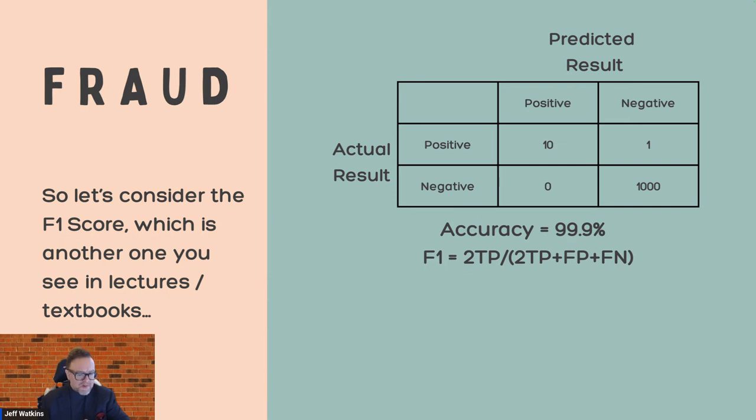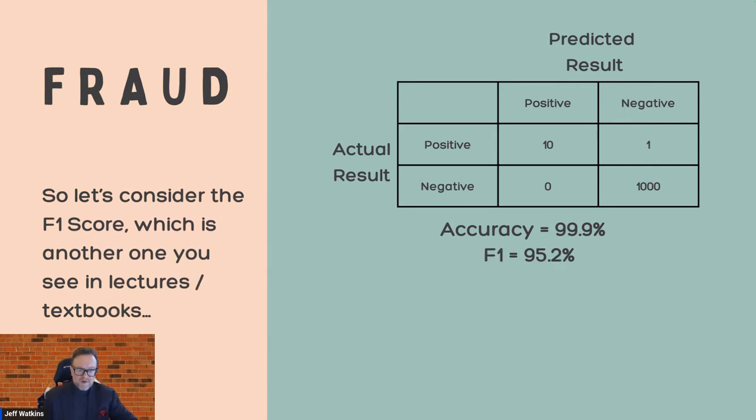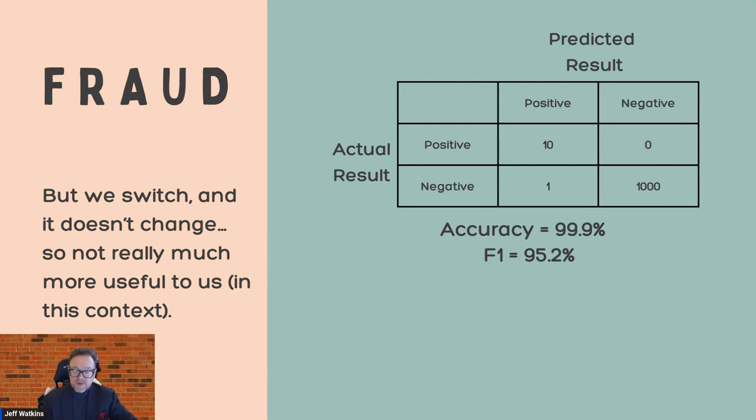Well, maybe the F1 score will help us. You see this one a lot in textbooks, and it's useful in some contexts and considers positive case performance. So you can see that the F1 score dropped more than the accuracy did, as positive performance is worse, ignoring the true negatives. F1 is useful when you want a single score that balances precision and recall, but it treats false positives and false negatives as equally painful.